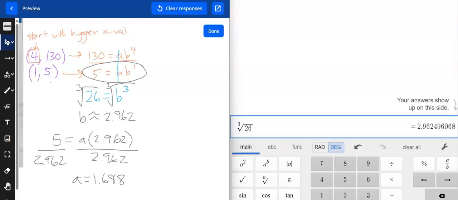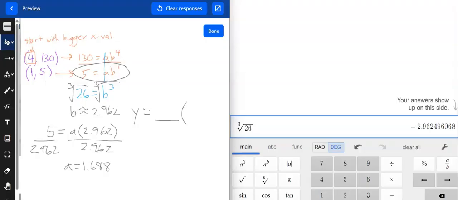If you leave it like this, why do you lose credit? If you leave your work like this, why are you going to lose credit? You need the model, folks. I need to know that you understand what an exponential function looks like, and that you understand where these values go in the function.